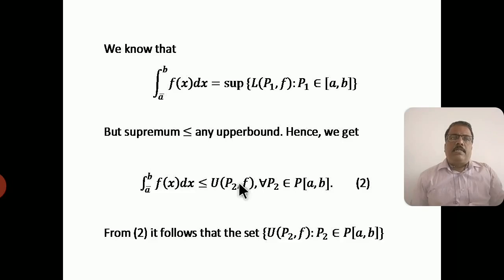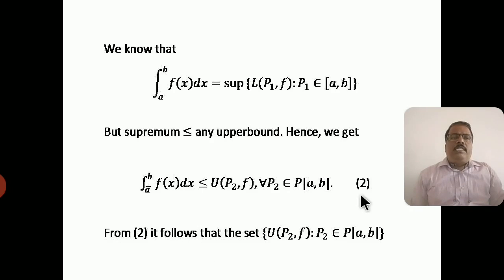Why does this come? Because here the supremum is the integral from a bar to b of f of x dx, and this supremum is less than any upper bound. So the integral from a bar to b of f of x dx is less than or equal to the upper bound U of P2, f for all P2 belonging to the partitions of [a, b]. Now call this equation 2.